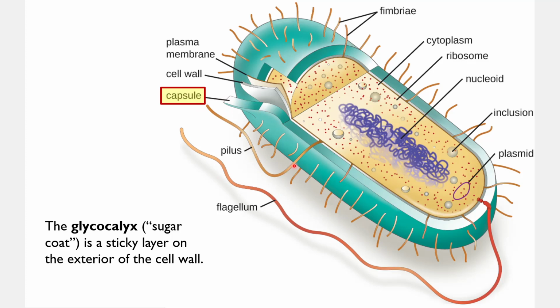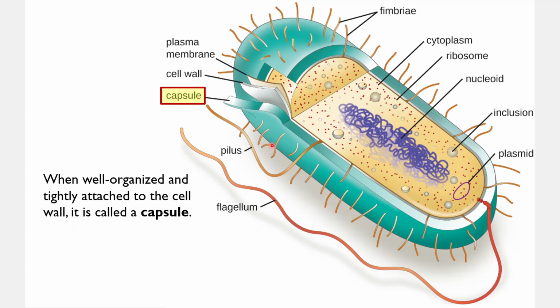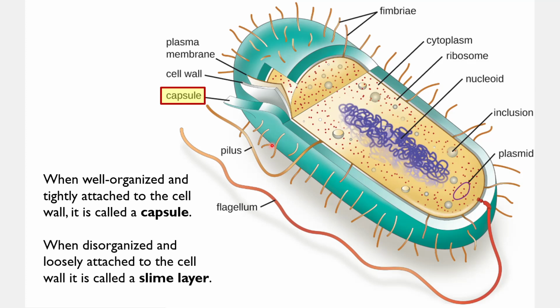The material that the glycocalyx is made of, the sugar coat, can either be well organized and tightly attached to the cell wall underneath, in which case it is called a capsule. It can also be disorganized and loosely attached to the cell wall underneath, and in this case it is called a slime layer. So both of these are two different types of sugar coats, but we can think of the capsule as being like a sugar cube and the slime layer as being more like corn syrup. That's the difference in their structure.